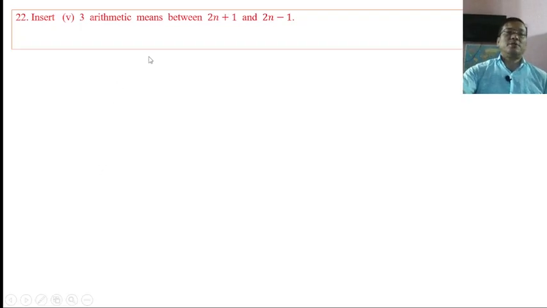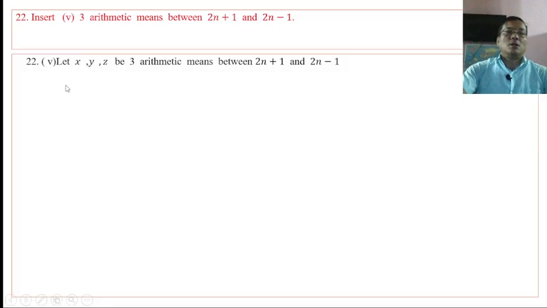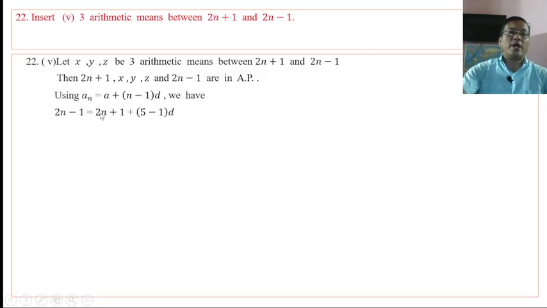Insert 3 arithmetic means between 2n plus 1 and 2n minus 1. Let x, y, z be 3 arithmetic means between these two numbers. Then these numbers are in AP. How many terms are there? 5 terms. Using this formula, we have an equal to 2n minus 1, and the first term is 2n plus 1. And how many terms from this to this? 5 terms. N is replaced by 5, and solve d equal to minus half.